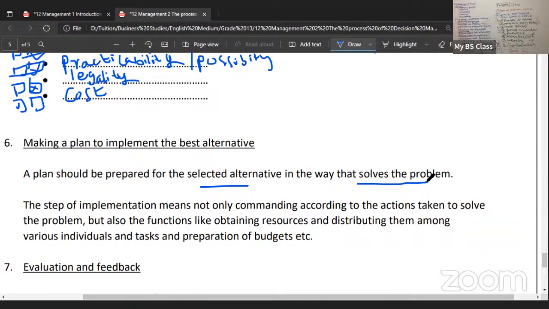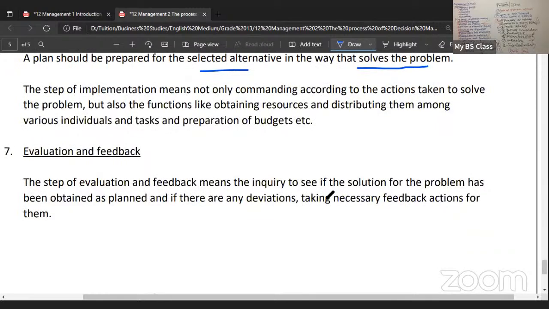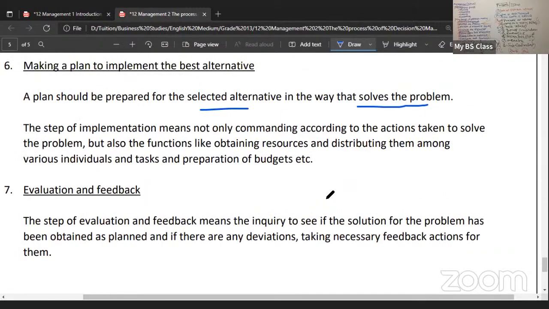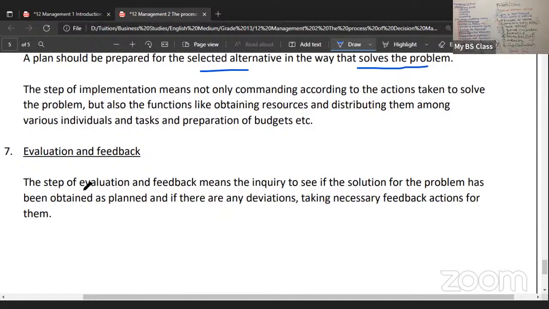So likewise, make sure you implement it. And finally, you have the evaluation and feedback. So here, the step of evaluation and feedback means the inquiry to see if the solution of the problem has been obtained as planned, and if there are any deviations, taking the necessary feedback actions.